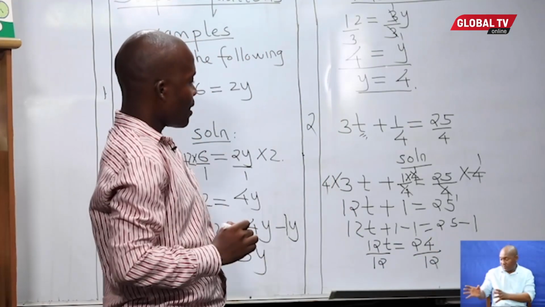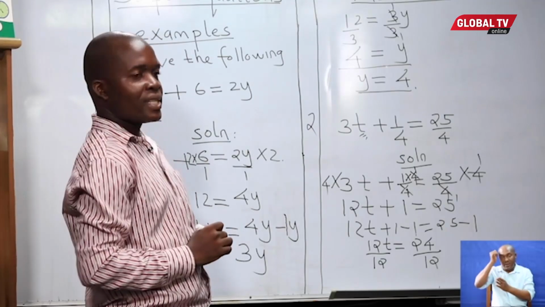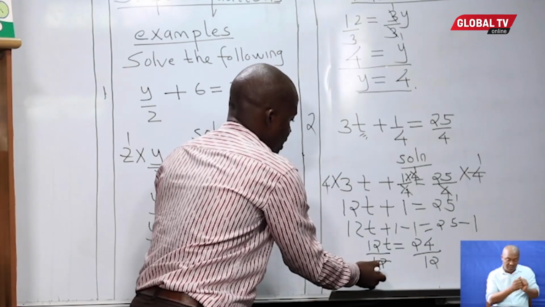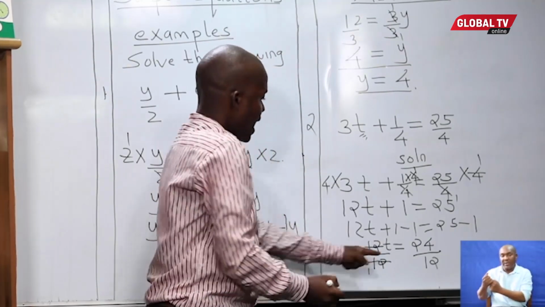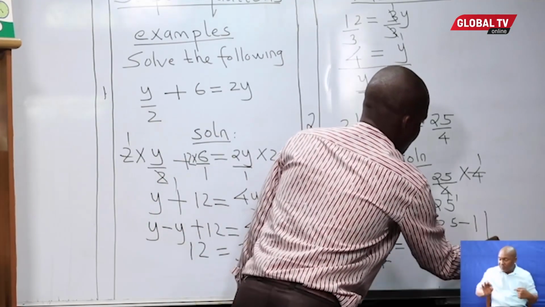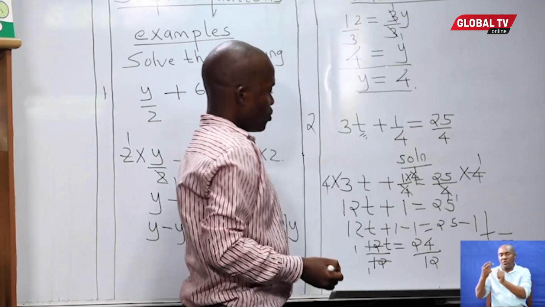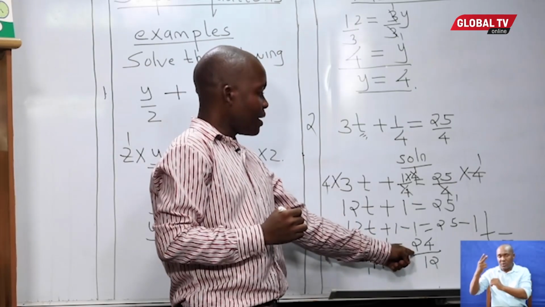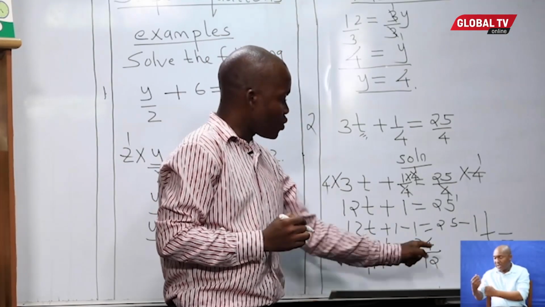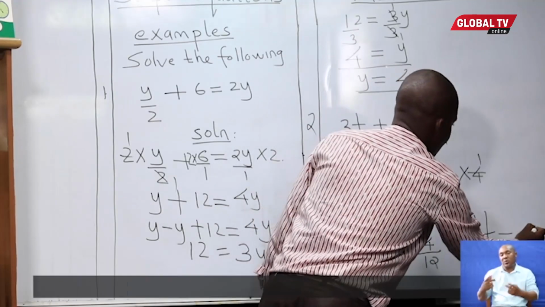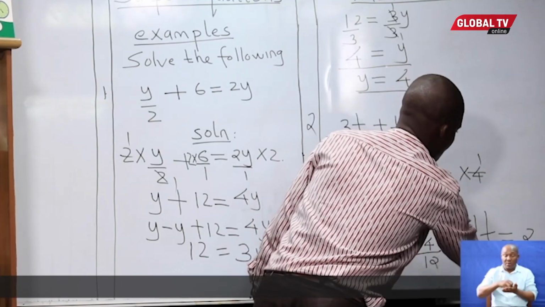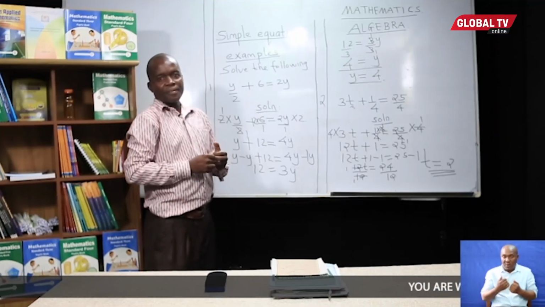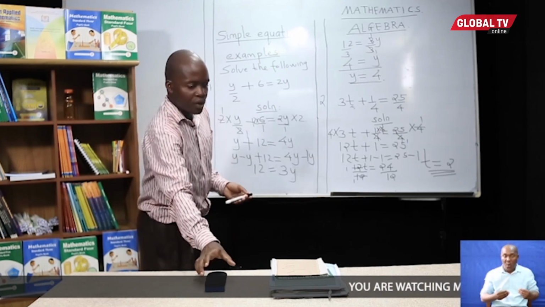At the end, we simplify and we get the value of letter t. To simplify, to divide: 12 divided by 12, we get 1. 12 divided by 12, we get 1. And here remains letter t. Now t is equal to 24 over 12. It means we divide 24 by 12, and here we get 2. Therefore, from example number 2, the value of letter t is equal to 2. That's how we can solve simple equations.